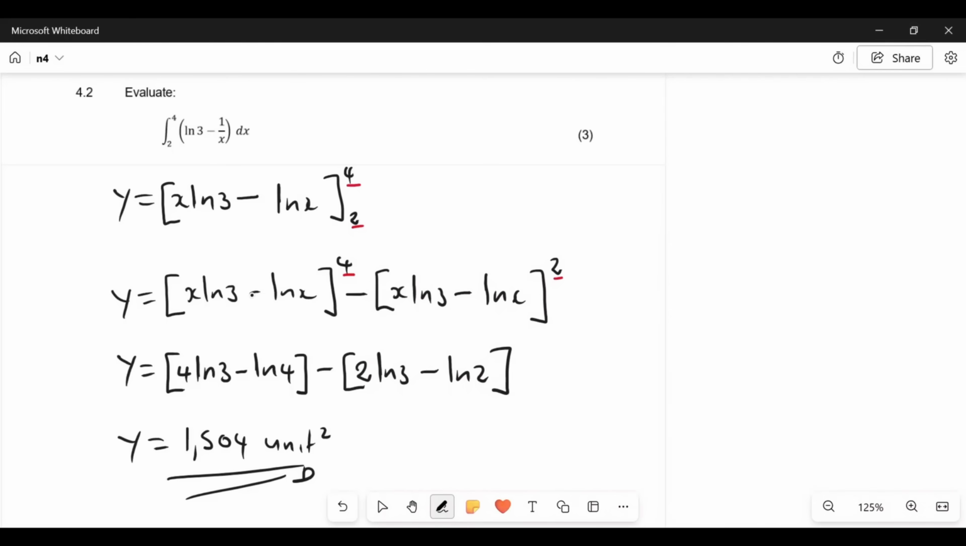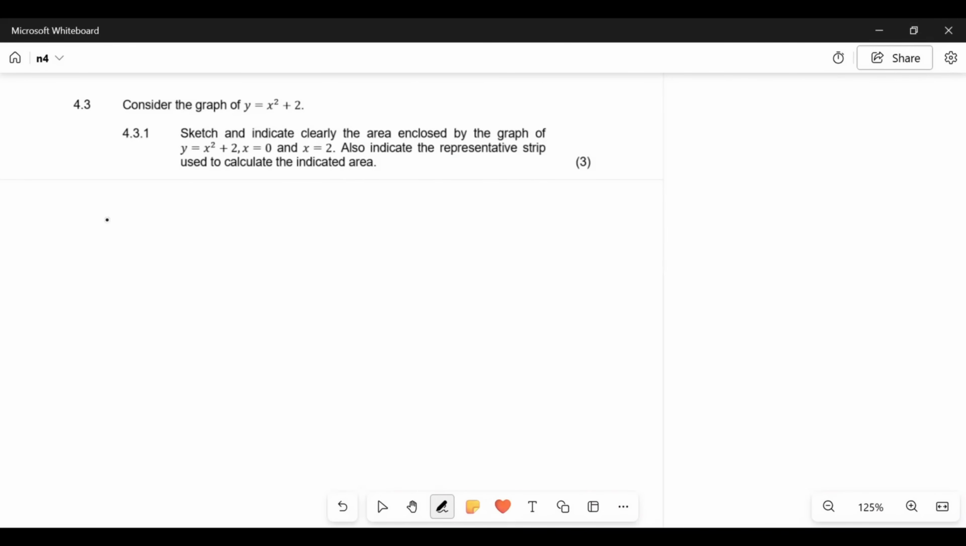But this is how you do 4.2. Now that we are done with 4.2, let's go and do 4.3. Here is our 4.3. Now 4.3, it has this sub question that we have here. Now let's start by reading the question on 4.3.